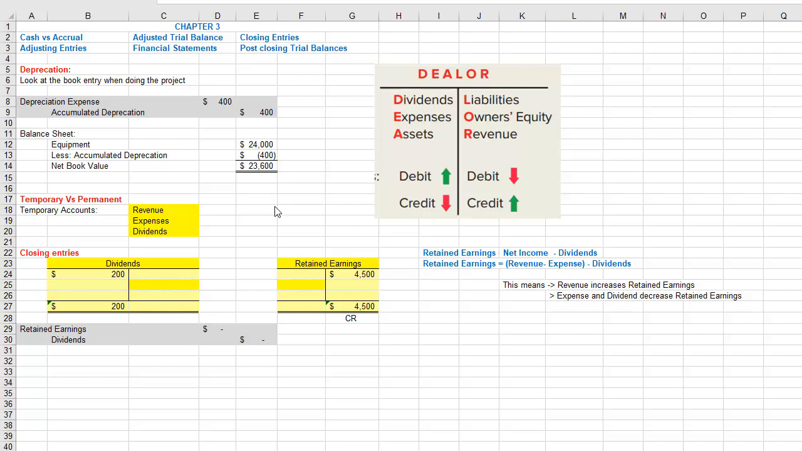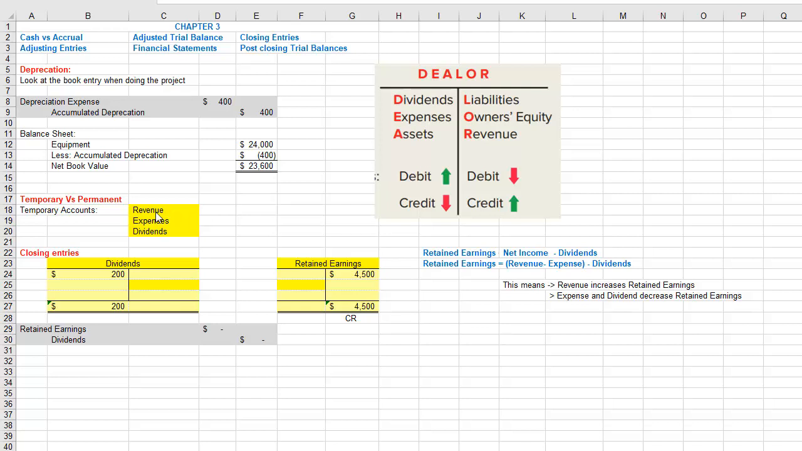These are permanent accounts. Another example is liabilities. If you owe somebody $1,000 at 11:59 on December 31st, when the clock strikes midnight and it's January 1st, you still owe that money. These accounts are considered permanent.